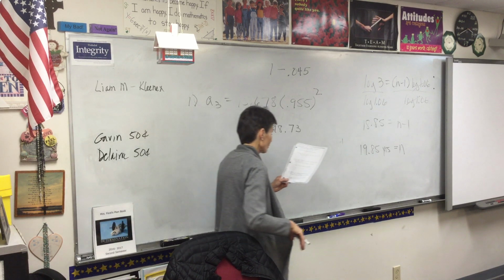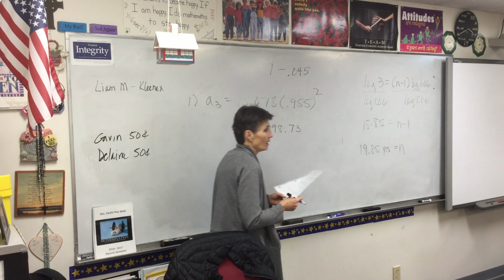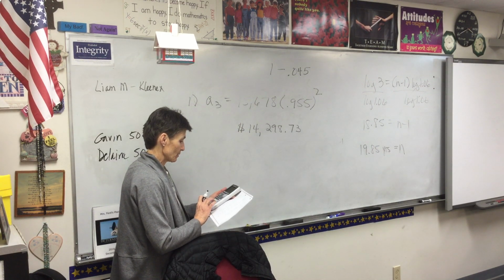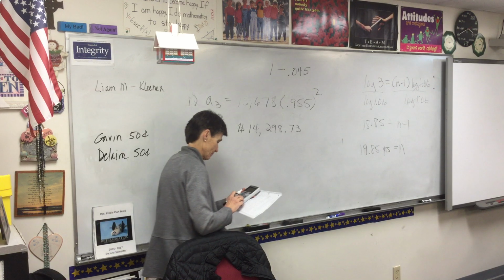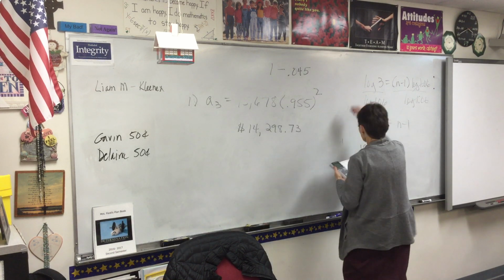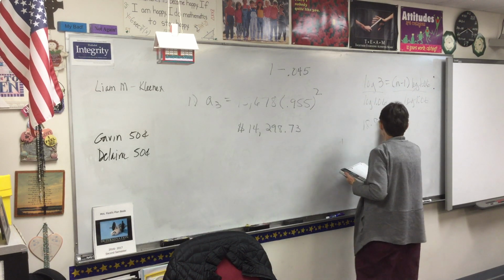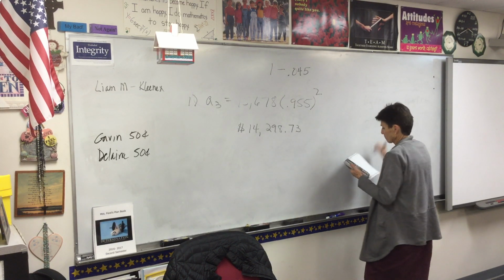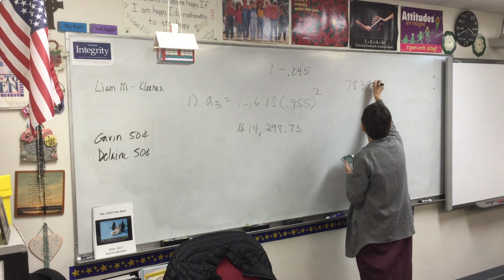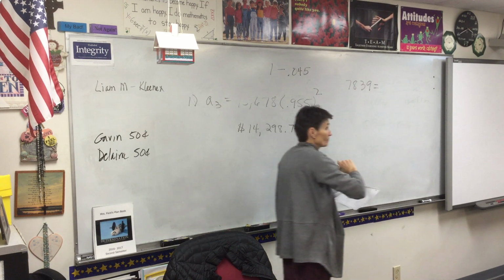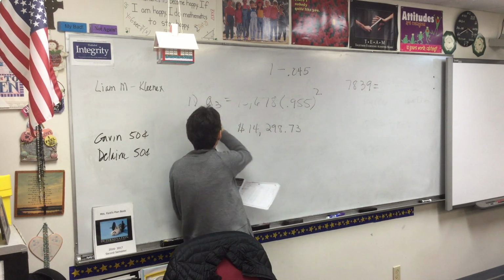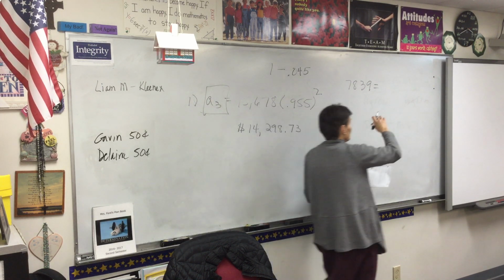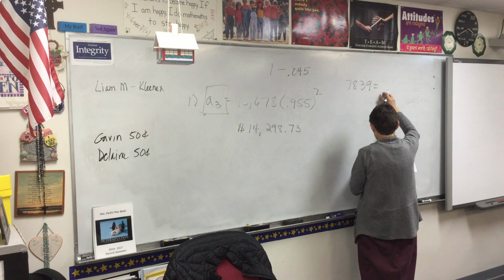When will the car be worth half of its original value? Well, what is half of its original value? 7,839. All right, so we want to know when it's going to be worth $7,839. That's the value of the car. So that goes right here. That's the value of the car. So what goes over here then? What's that going to equal?